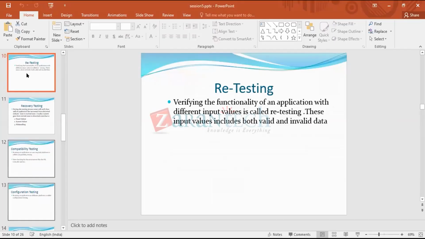So hopefully it is visible. My screen is visible to you, right? Yes.